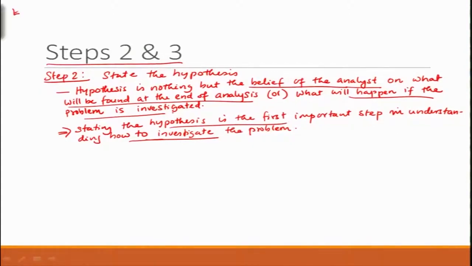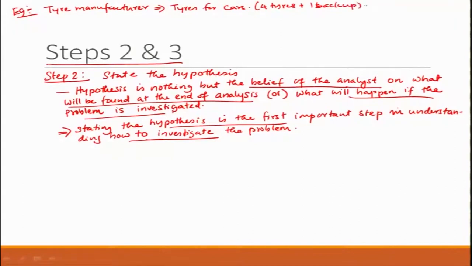So, let us take an example, an example of a tire manufacturer. Assume that this company is manufacturing tires for cars, not automobiles, cars. So, a car requires four tires plus one stepney or one backup. This company manufactures these tires and, let us call this company A, the claim is that the tire by company A is better than other tires in the market.